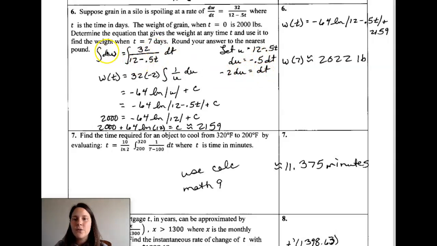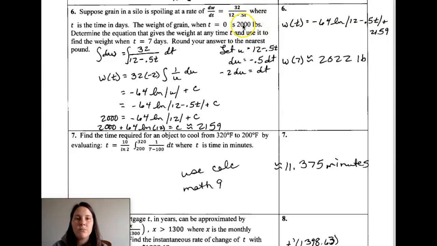So what I did was, first of all, when I integrated dw, I just used function notation. So if you just had w, that's fine, but I used that w of t. And then I pulled the 32 out front from that numerator, that's just a coefficient. And then from my derivative, that -2, that's a coefficient as well, so that went outside, leaving me with just 1 over u du to integrate, which gives us that natural log of u, and then I multiplied my two numbers together.